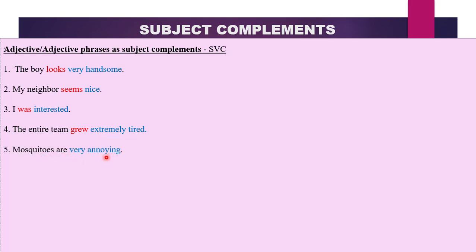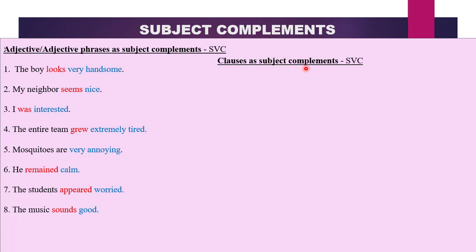Mosquitoes are very annoying. Are is a linking verb and we have an adjective phrase. It comes after a linking verb, so it will function as our complement. He remained calm. Remain is a linking verb, so calm will function as our complement. The students appeared worried. Appear is a linking verb, therefore worried becomes our complement and it is an adjective. The music sounds good. What sounds good? The music. Therefore, good refers back to the sound of the music, so it is our complement and it is an adjective.